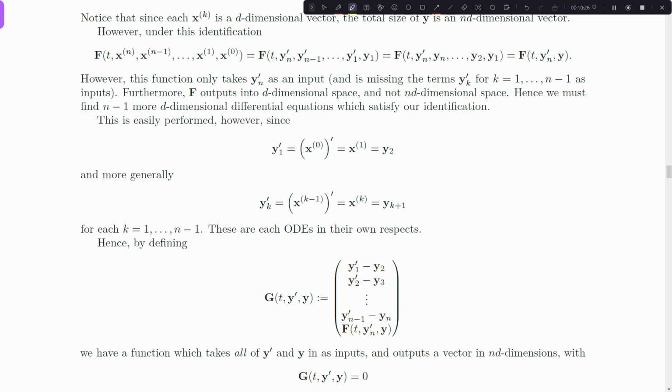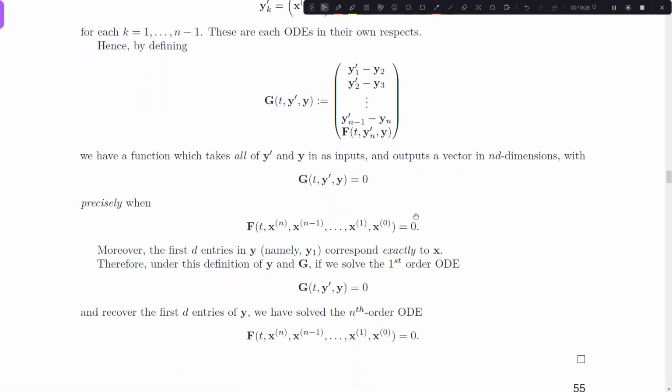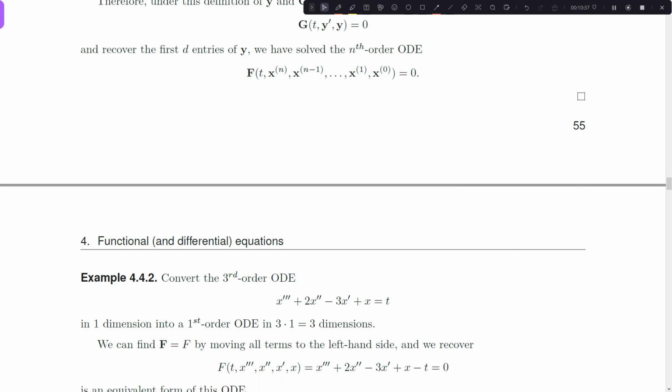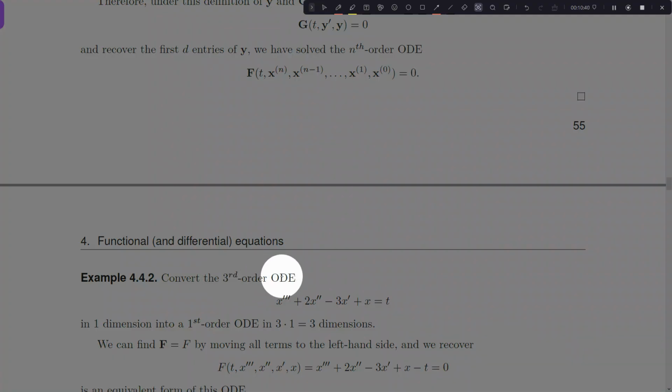Okay, so that's just what we want to think of when we have these, and let's look at an example, right? Because without an example, the theorem's not going to mean much to us. So we look at this nice example of a third order ODE in one dimension. We're going to move to a first order ODE in 3 dimensions. So this third order ODE looks like x with 3 derivatives plus 2x with 2 derivatives minus 3x with 1 derivative plus x equals t.